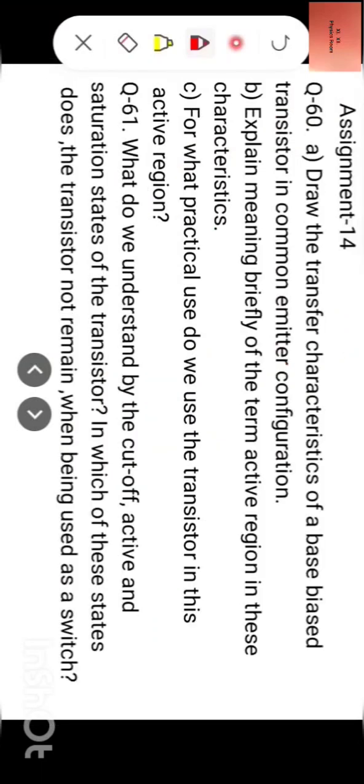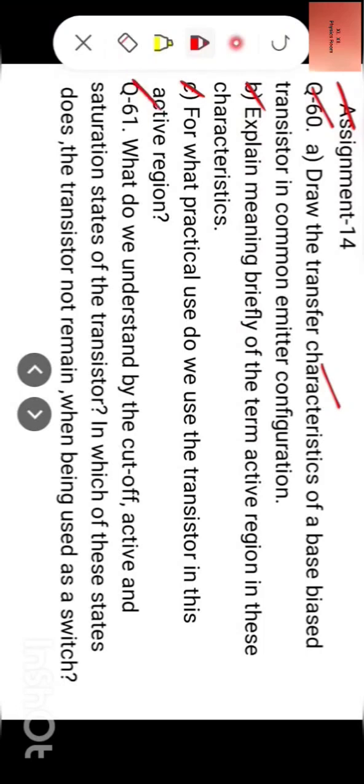Now assignment 14, question number 60, A part. Draw the transfer characteristics of a base biased transistor in common emitter configuration. B. Explain meaning briefly of the term active region in these characteristics. C. For what practical use do we use the transistor in this active region?